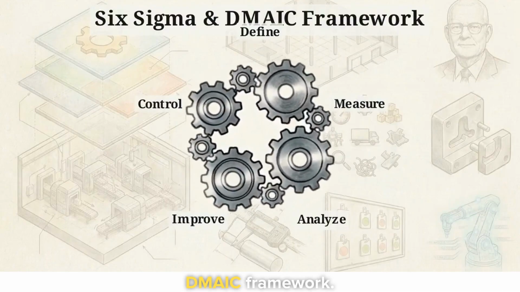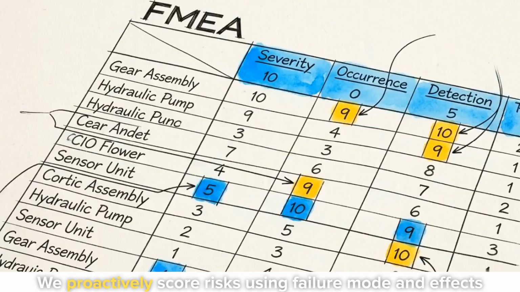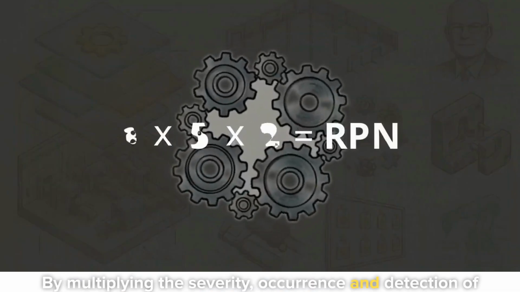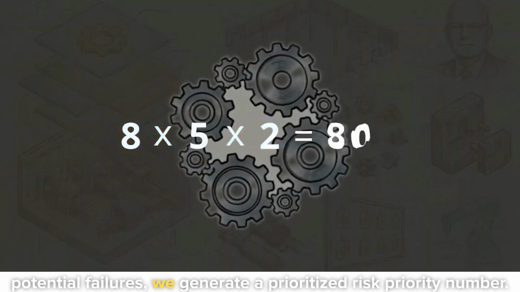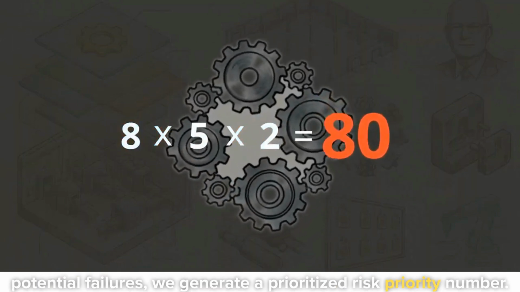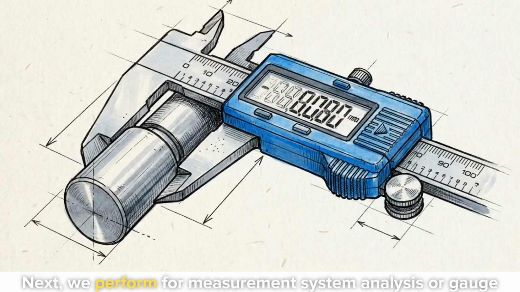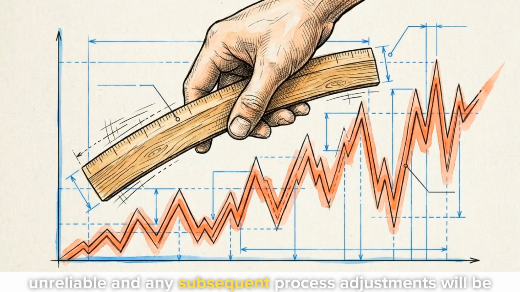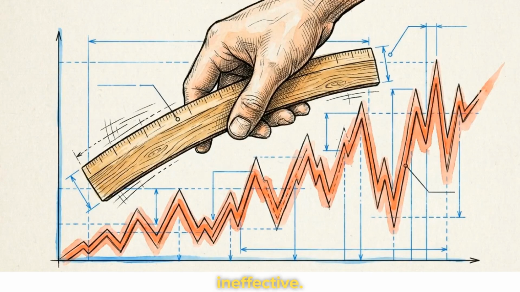When visual lean tools fail to resolve complex, invisible variance, the system must deploy the statistical rigor of Six Sigma via the DMAIC framework. We proactively score risks using failure mode and effects analysis. By multiplying the severity, occurrence, and detection of potential failures, we generate a prioritized risk priority number. Next, we perform measurement system analysis, or gauge R&R. If the gauges themselves are flawed, the baseline data is unreliable, and any subsequent process adjustments will be ineffective.